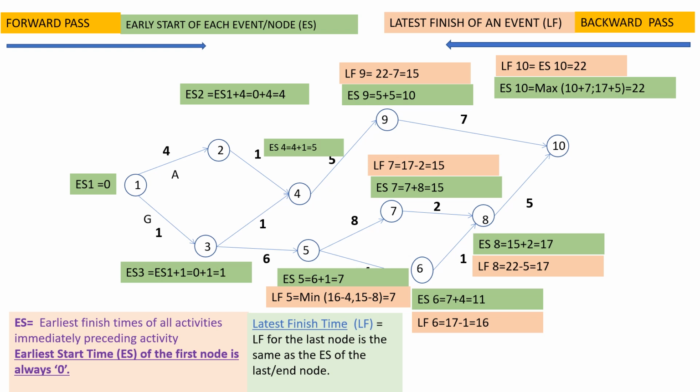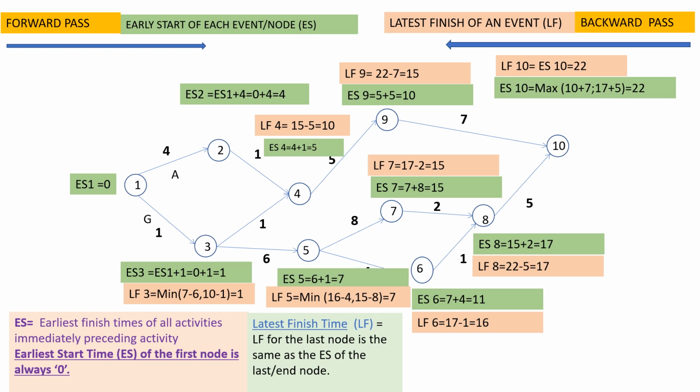And for 5 to 7 activity, latest finish equals 15 minus 8 equals 7. So 7 is the minimum, therefore we have taken 7 as the latest finish. Now for node 4, latest finish equals 15 minus 5 equals 10.